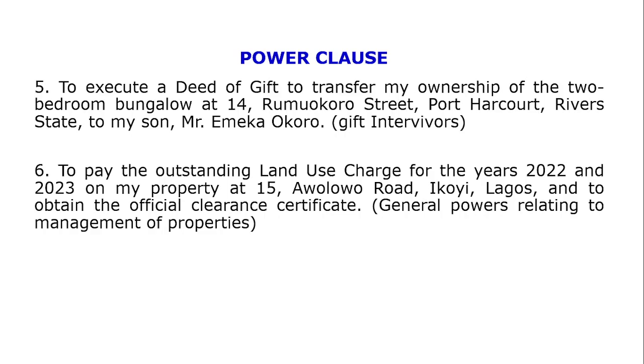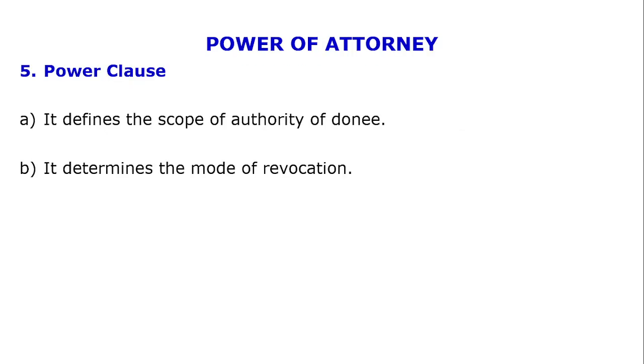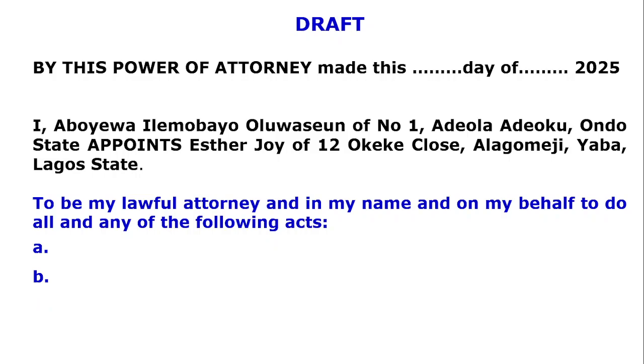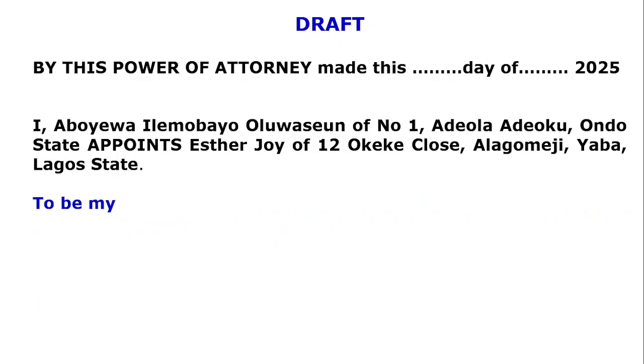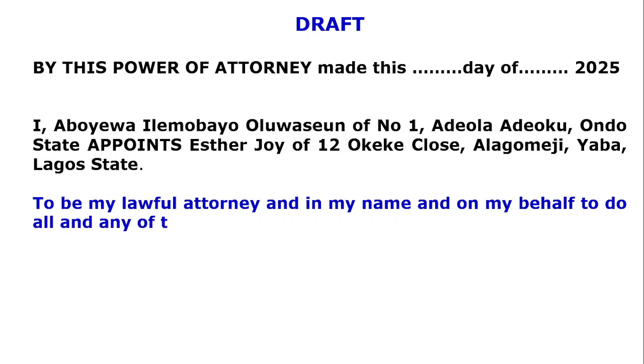So what I'm going to do now is take you back to see how the power clause is to be drafted, so that you can refresh your memory and not forget so easily. It is to be my lawful attorney, and in my name and on my behalf to do all and any of the following acts. Then you list those acts, which is what we have just mentioned in the power clause examples. So let's look at the next clause, which is the omnibus clause.